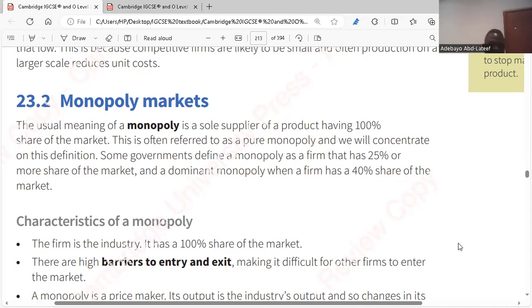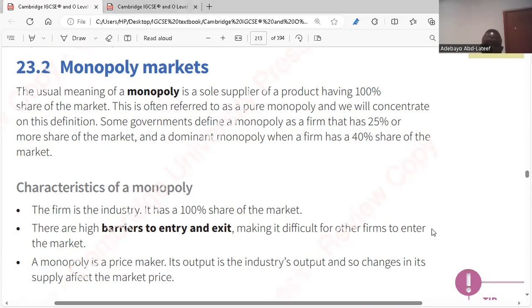Great. So go to monopoly markets. The usual meaning of monopoly is a sole supplier of a product, having 100% share of the market. It's a monopoly because it's the only one supplying in that market. So the market share of such a firm is 100%. Either you buy from that firm, or you don't buy. It is the only business or firm existing in that industry.